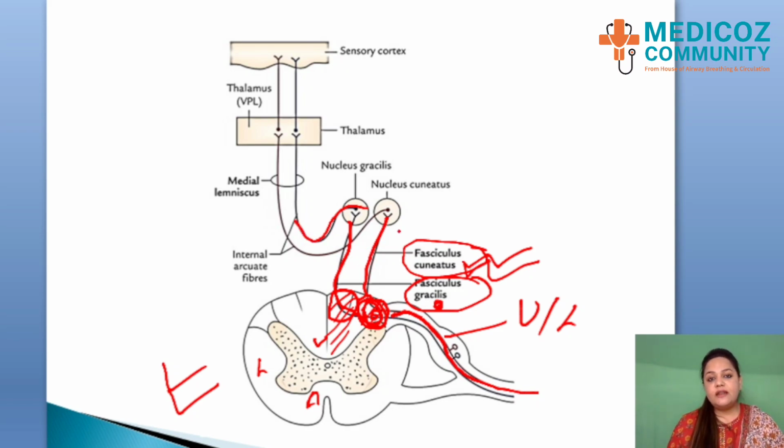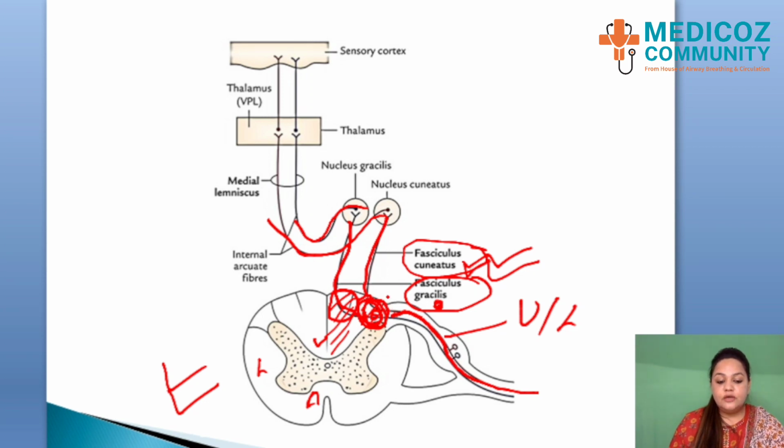So this is the peculiarity here, this is the important point. The fibers are decussating where? At the level of the medulla. Okay, so we have the scenario here, the injury is at the level of the cervical part of the spinal cord.